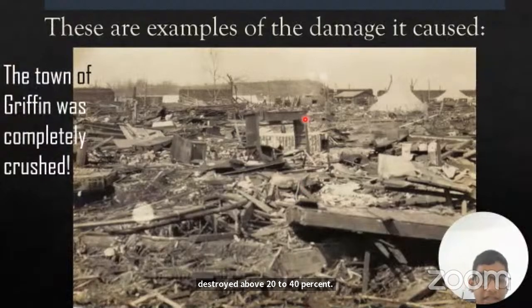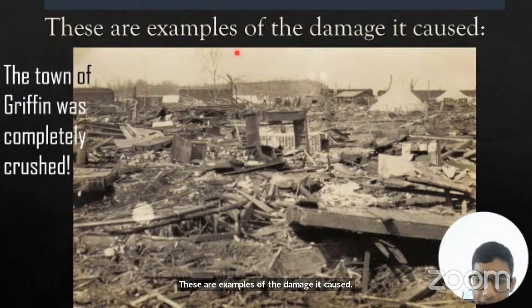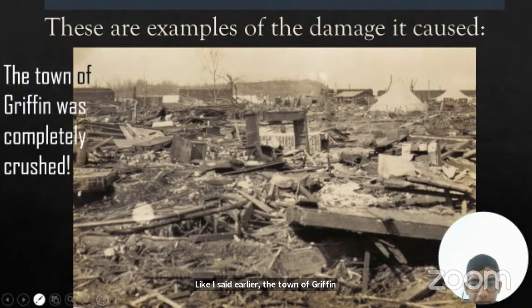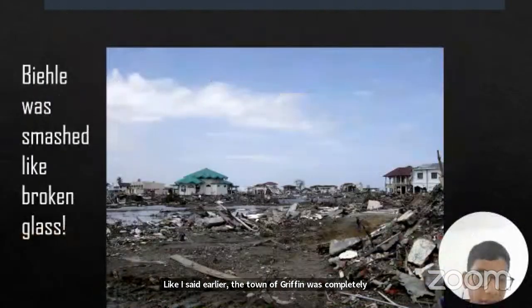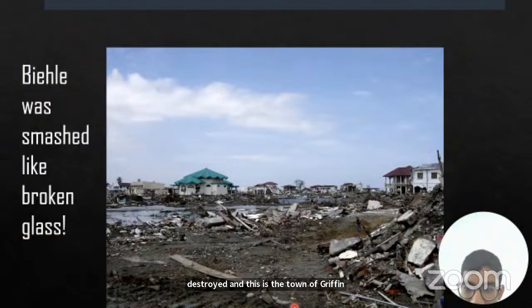These are examples of the damage it caused. Like I said earlier, the town of Griffin was completely destroyed, and this is the town of Griffin. Bailey was also smashed like broken glass.